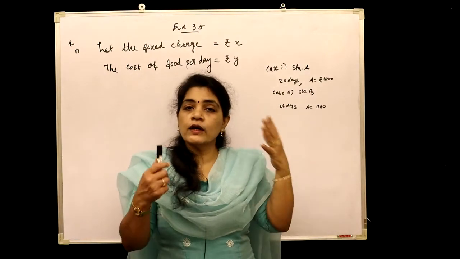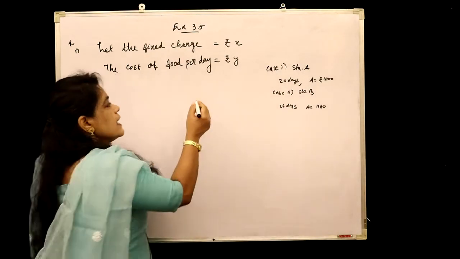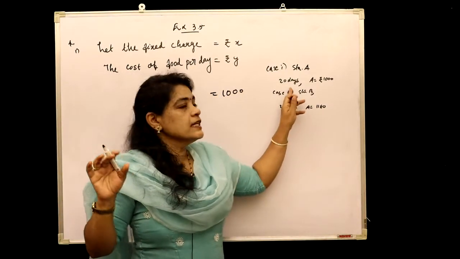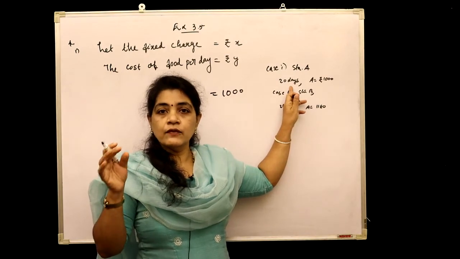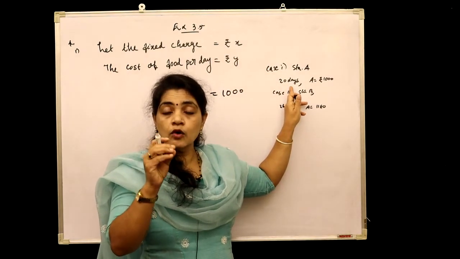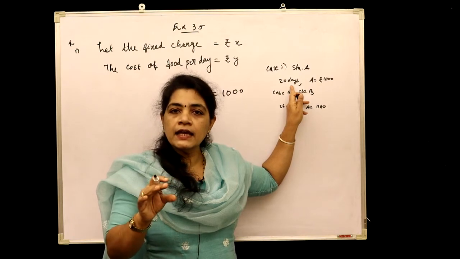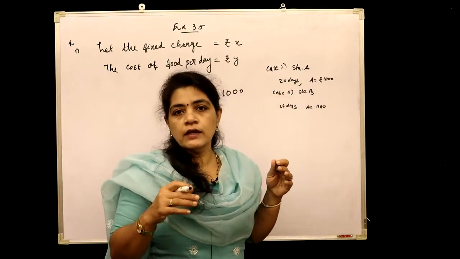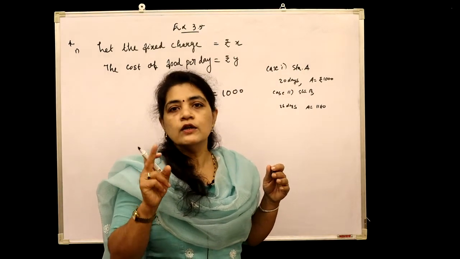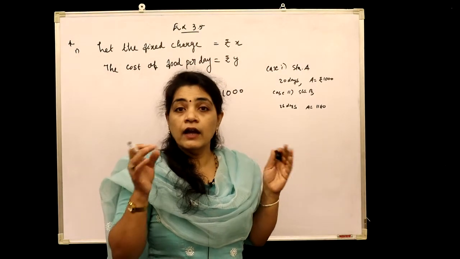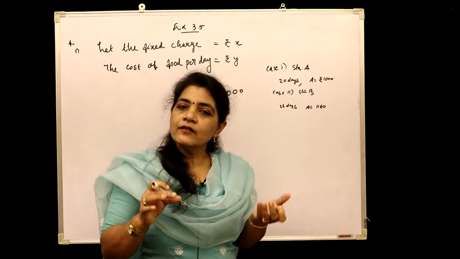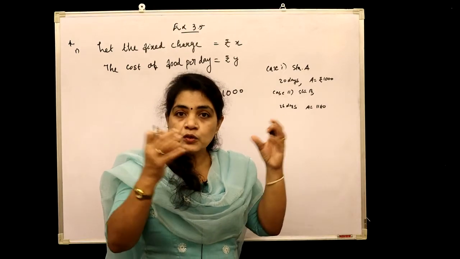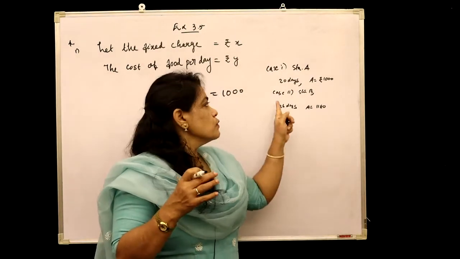And what is this 1000, children? That is the amount paid for 20 days of food. The cost of food per day is y. So what is the cost for 20 days of food? 20 into y, that is 20y. And we have to add the fixed charge also, which we have taken as x. So x plus 20y together will give 1000.